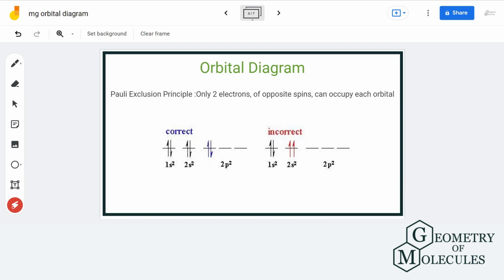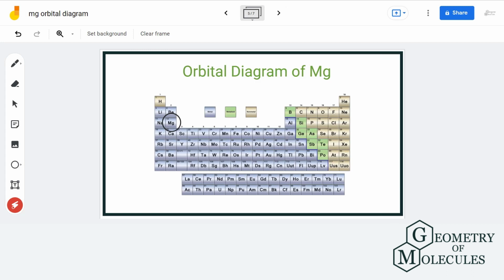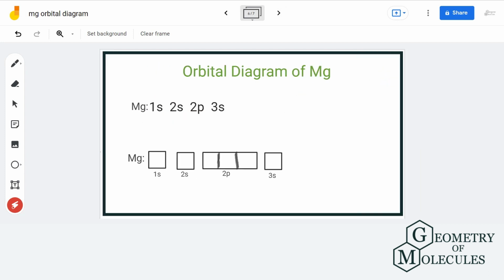Now that we have discussed the basics that we should know for orbital diagrams, let us move ahead and draw one for magnesium. Now magnesium is a S-block element and has an atomic number of 12. That means that it has 12 protons and 12 electrons. Now that we know the number of electrons, it is easy for us to write its electronic configuration. It will be 1s2, 2s2, 2p6, 3s2. If you add up the numbers here, you will get the value of 12.